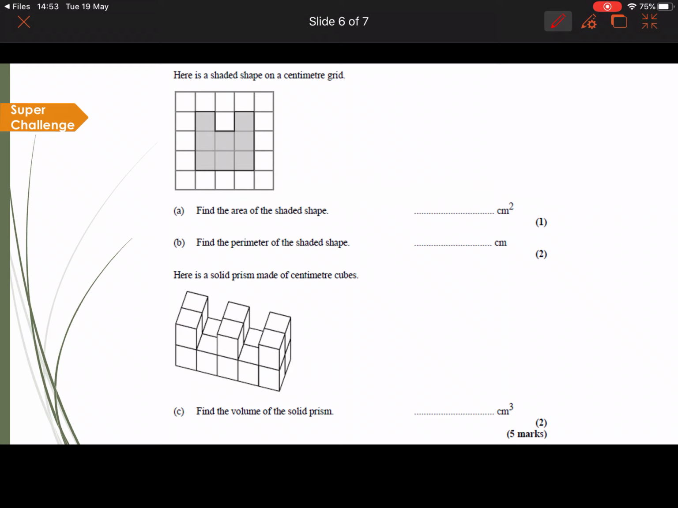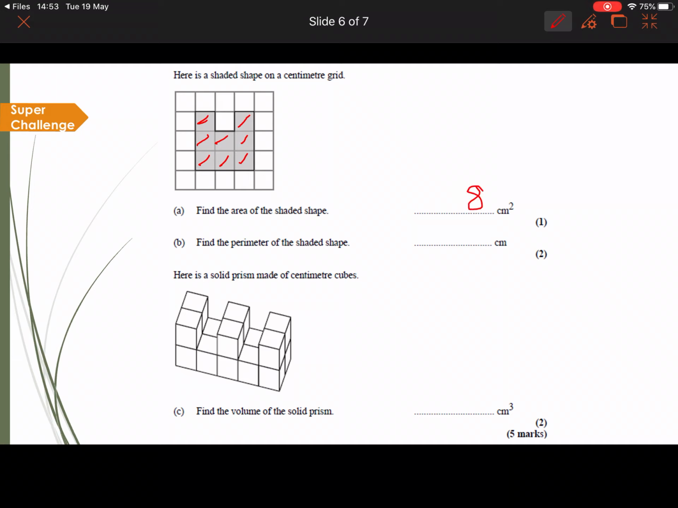Here is a super challenge question for you. Press pause and have a go, and when you're ready, press play. To find the area of the shaded shape, we only need to count the squares. 1, 2, 3, 4, 5, 6, 7, 8 centimetres squared is my answer.